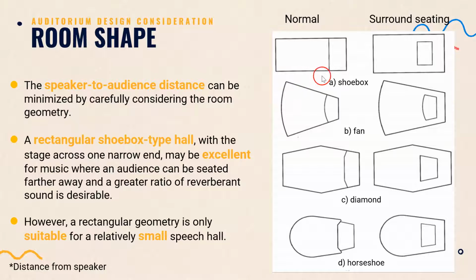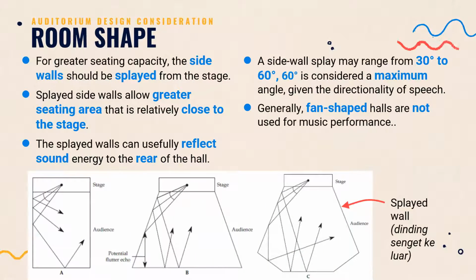The rectangular shoebox type here is excellent for music where reverberant sound is desired from far away. However, it is less suitable for a big speech hall. Now, referring to the fan and diamond shaped hall just now, by having splayed wall, greater seating can be achieved. The wall also works as reflecting sound energy to the back of the hall.